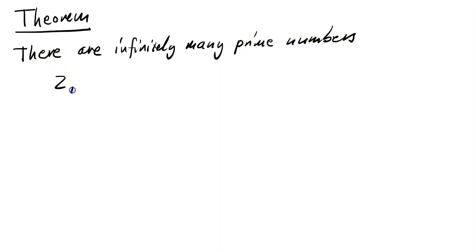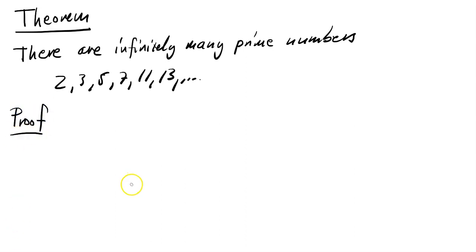So that means that we take 2, 3, 5, 7, 11, 13. This will continue indefinitely. Okay, so now we want to prove that, and we want to use a proof by contradiction. So we want to assume that the opposite is true. And that means there are only finitely many prime numbers, and then we can list them. So if there are only finitely many, that means there must be a list of them.